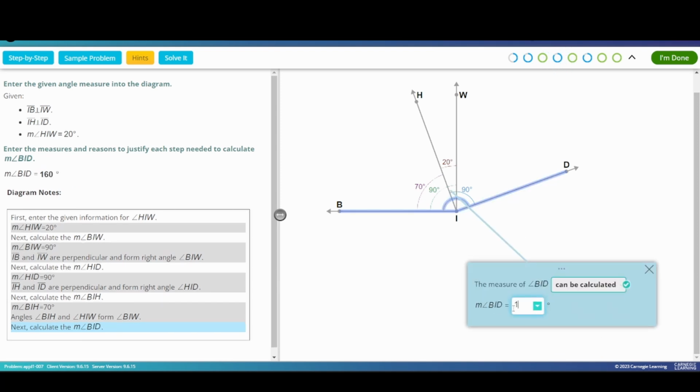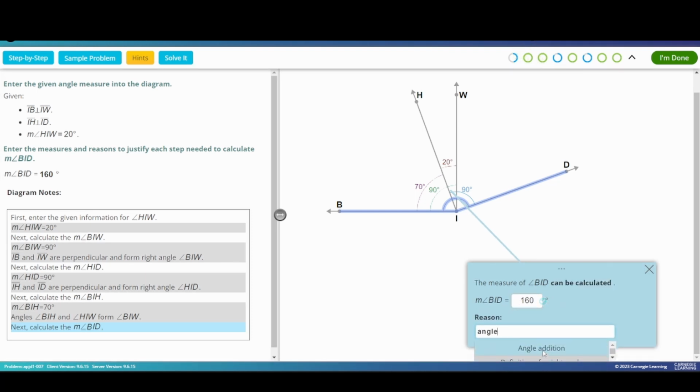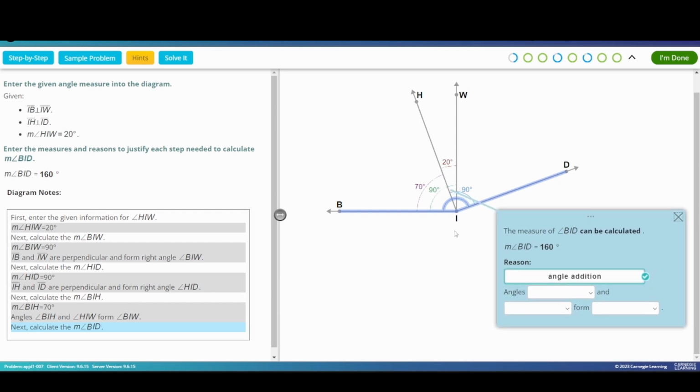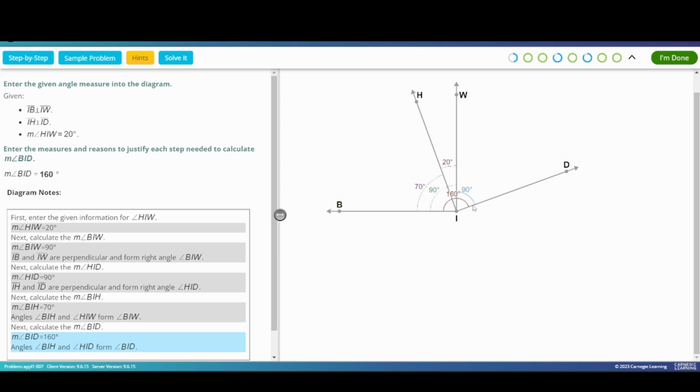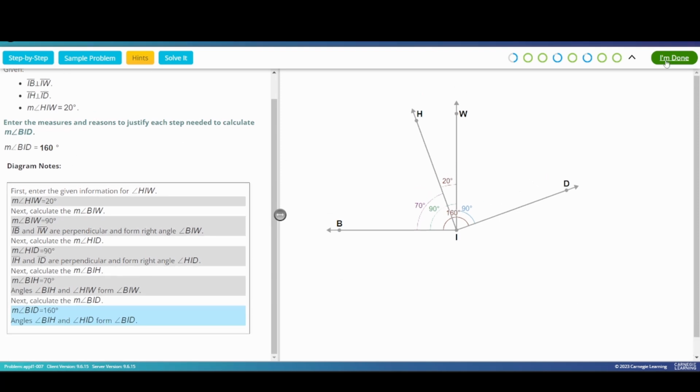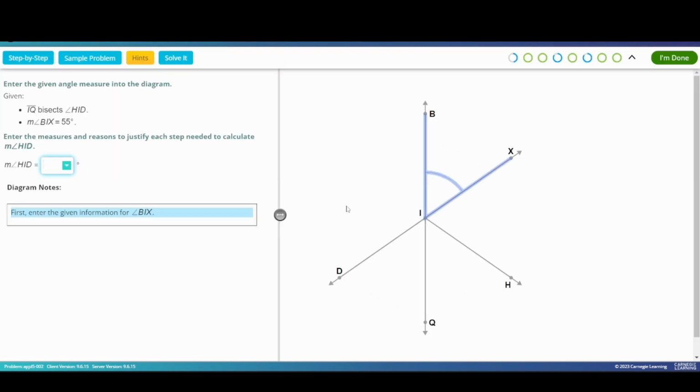All right. And I just have to write this out here. It can be calculated. We said it's 160. And the reason for that, again, is angle addition from before. So which two are being added? Well, we said it was this 90, the HID, and BIH. Those form BID, our last one. Okay, and I think there's nothing left for me to click on, so that should mean that I am done. And let's see if they give us, yeah, they give us one more here. I think that might fill us out, hopefully.